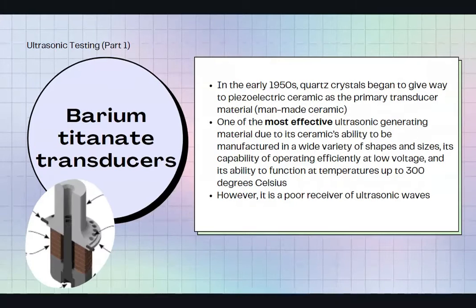So they changed to barium titanate. In the early 1950s, quartz crystals were changed to this man-made ceramic, as it is one of the most effective ultrasonic generating materials due to its ability to be manufactured in a wide variety of shapes and sizes, operate efficiently at low voltage, and operate at very high temperatures up to 300 degrees Celsius. However, it is a poor receiver of ultrasonic waves because if it is strained, it produces a much lower voltage compared to what would have been expected.